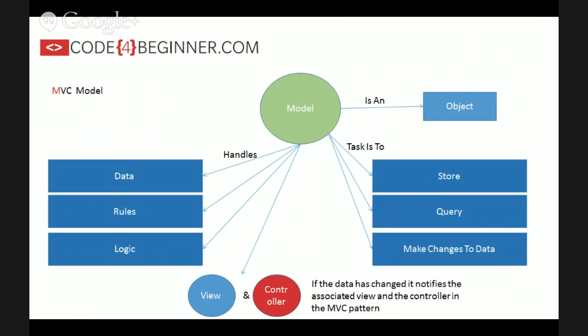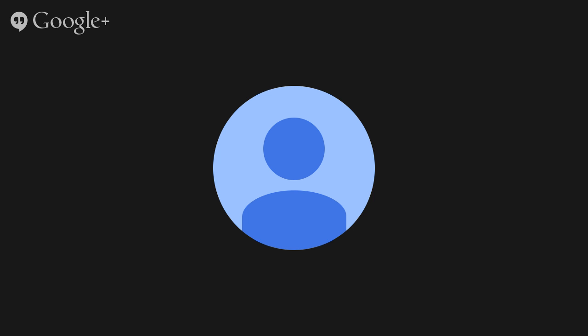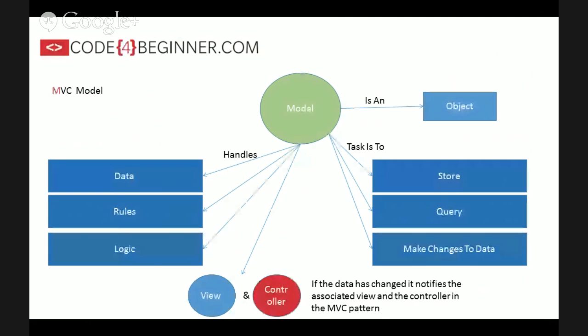Now let us look into details. M in MVC again stands for model. Model handles data, business rules, and through the model that you actually connect. And model is nothing but a class when you're writing in your application, and again it is nothing but an instance of the class, which is an object.